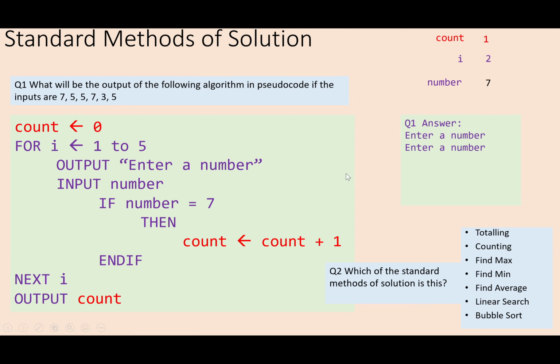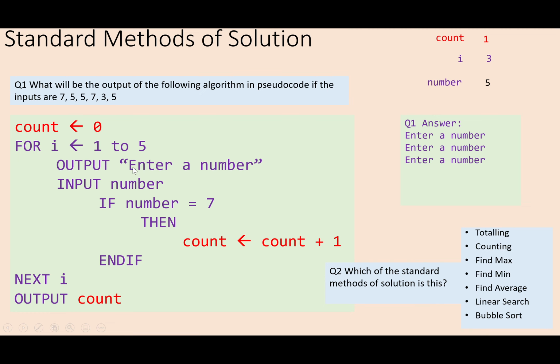So we'll output enter a number, we'll input the next number, which is 5 off our list there, and then we will do the comparison. Is number equal to 7? 5 is not equal to 7. This doesn't happen. So this only happens if this is true. So we come down to our end if, next I is going to go to 3. There it goes.